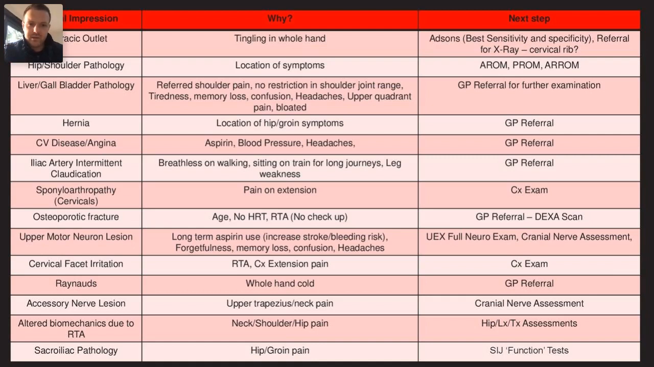So I would have definitely said, I've got someone coming in with shoulder pain and upper right quadrant pain, and she's feeling bloated.